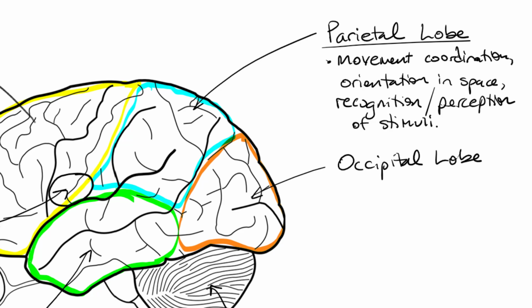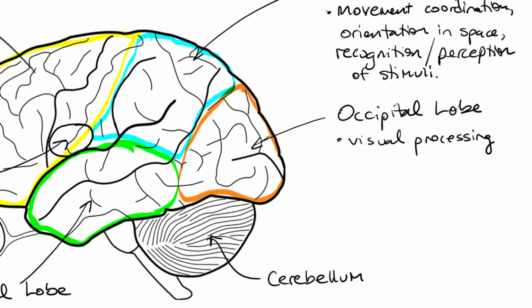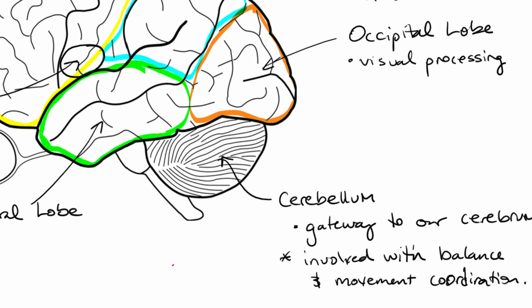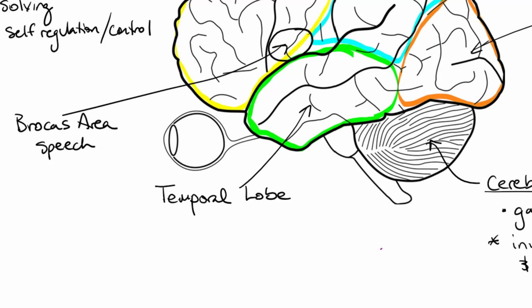And our occipital lobe, you probably knew this already, is involved with visual processing. Our cerebellum is the gateway to our cerebrum, which is our brain, and it also is involved with balance and movement coordination. This is really important for movement patterns. So when people are playing a sport, their cerebellum is really involved with making sure they stay upright and coordinating information about where you are in space. Our temporal lobe is involved with the perception and recognition of auditory stimuli and memory of speech.